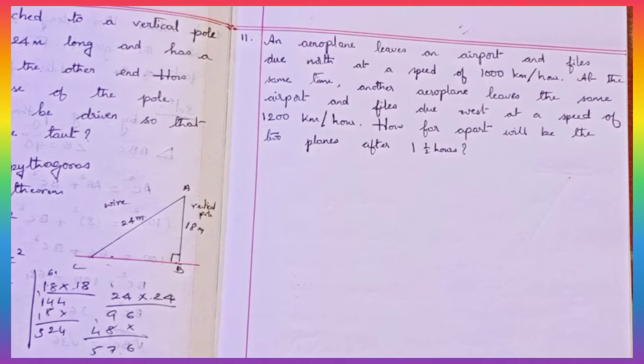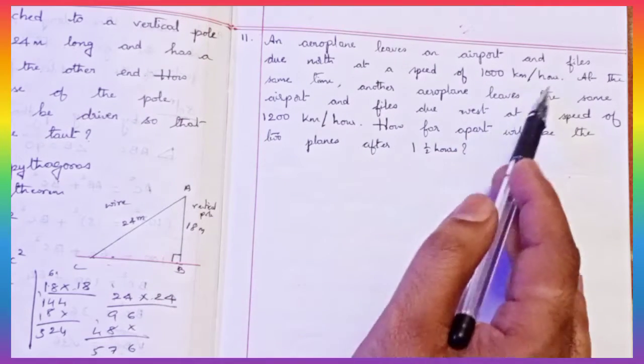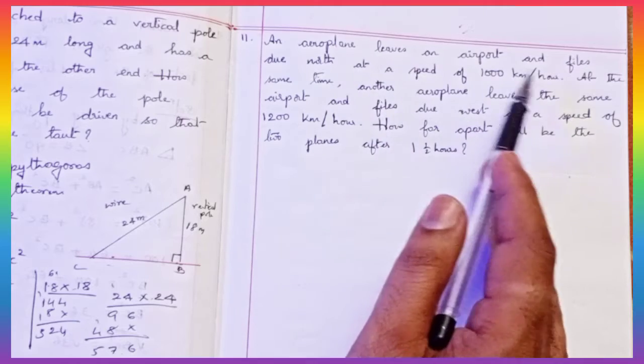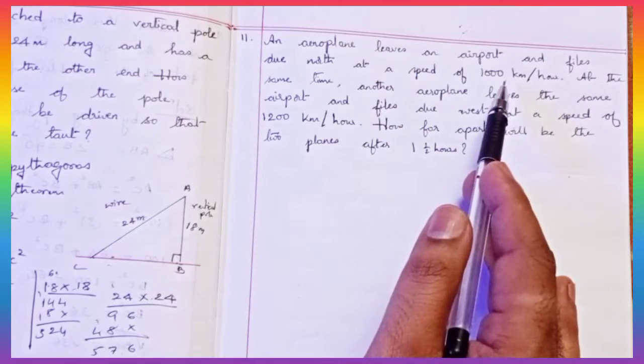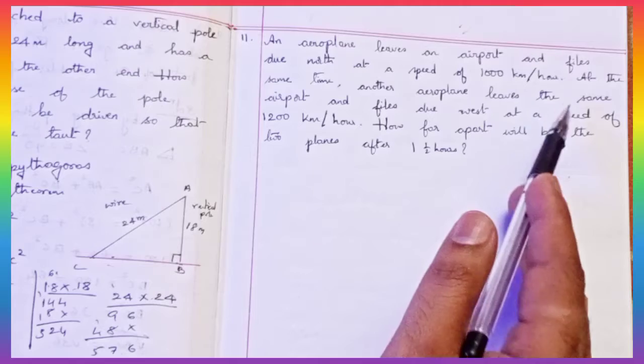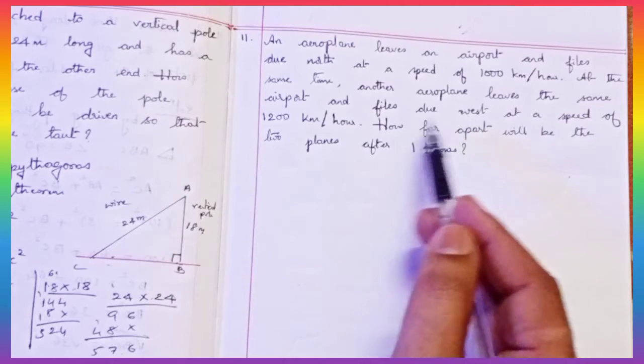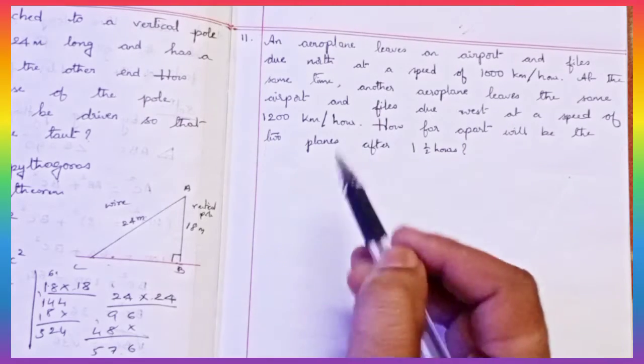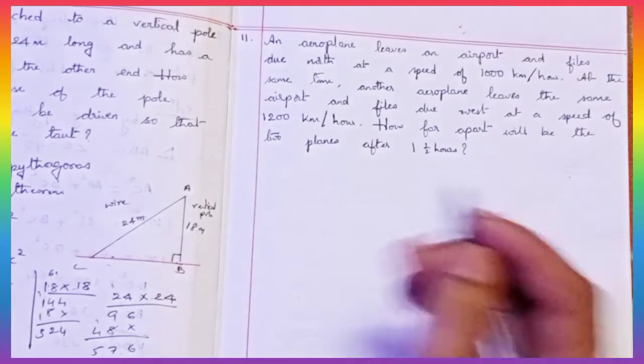So we need to find out the distance between the two planes after 1.5 hours. They have given the speed of the aeroplanes. The first aeroplane, which is flying in the north direction, has the speed of 1000 km per hour, and another aeroplane which is moving in the direction of west has the speed of 1200 km per hour. We need to find out the distance first for 1.5 hours.